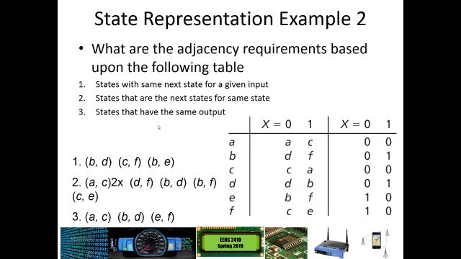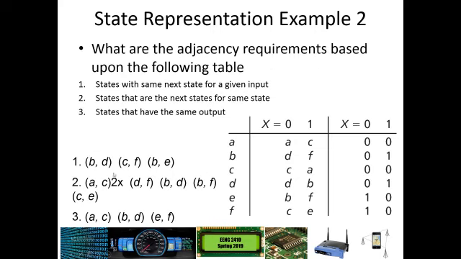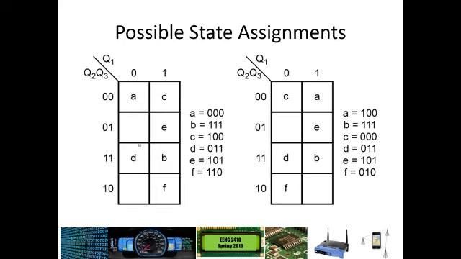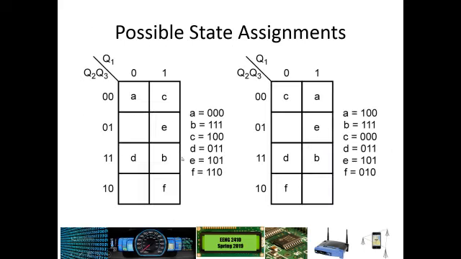So if we go back, we wanted B and D to be adjacent. So let's look and see. In this case, B and D are adjacent in both of those. We wanted C and F to be adjacent. Over here, C and F are adjacent. Over here, C and F are adjacent. And so if we go back, we want B and E adjacent, and over here, B and E are adjacent in both. And you can keep looking at all the guidelines to see which states get adjacent assignment.